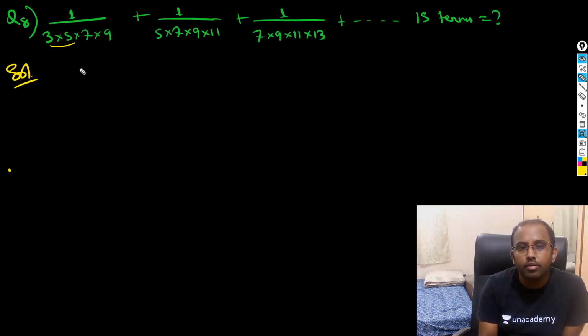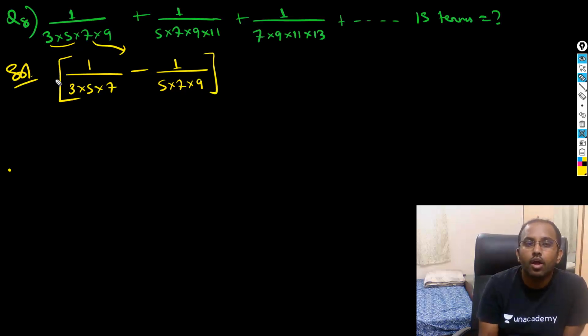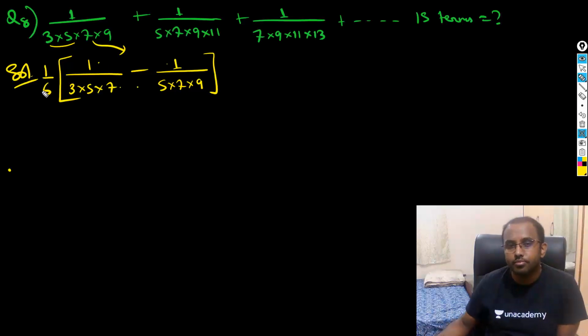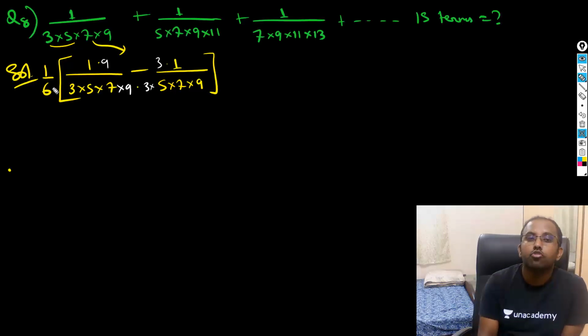You break this kind of numbers as 1 by 3 into 5 into 7 minus 1 by 5 into 7 into 9. What this number can be broken as: 1 by 3, 5, 7 and 1 by 5, 7, 9. To complete it, I should multiply a 9 here and multiply a 3 here. 9 minus 3 will be 6, but here it is 1, so I should divide by 6 so that it gets cancelled, right?